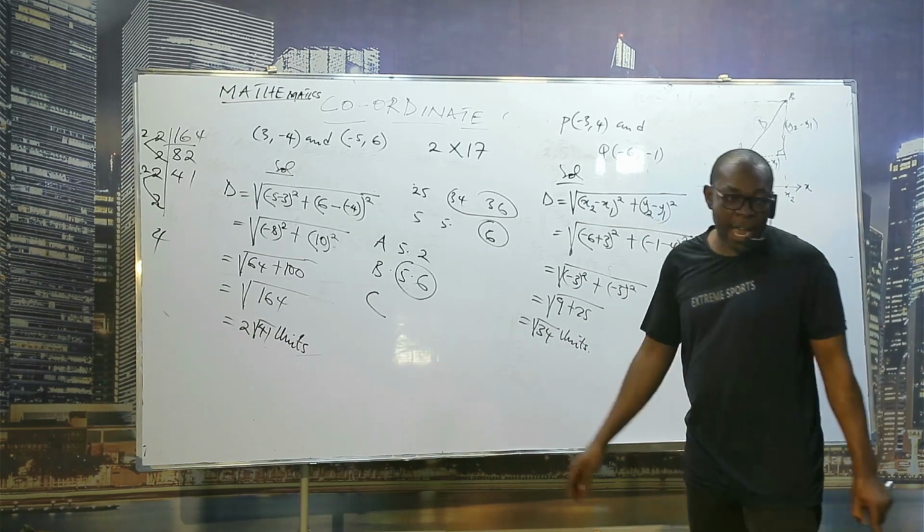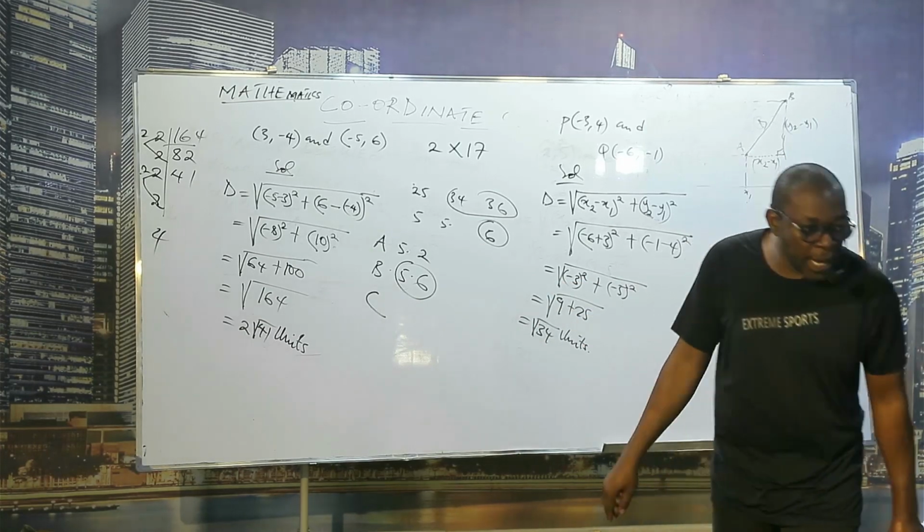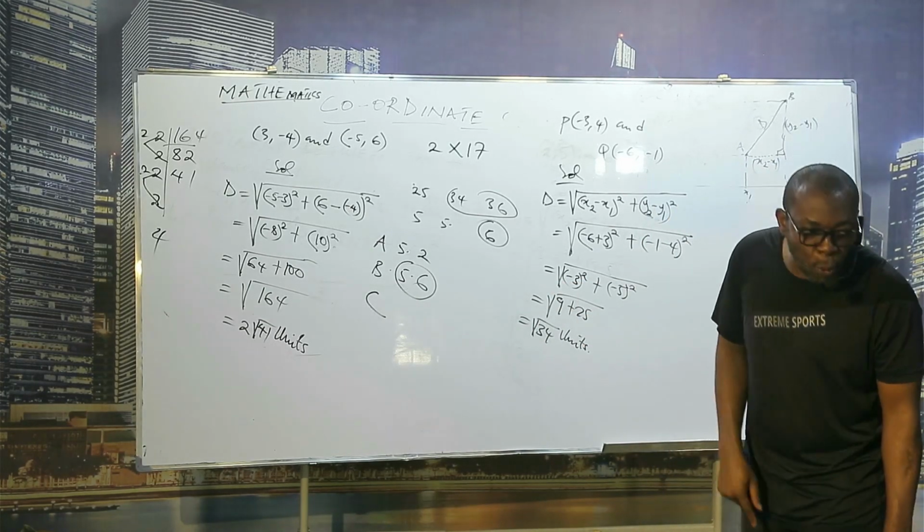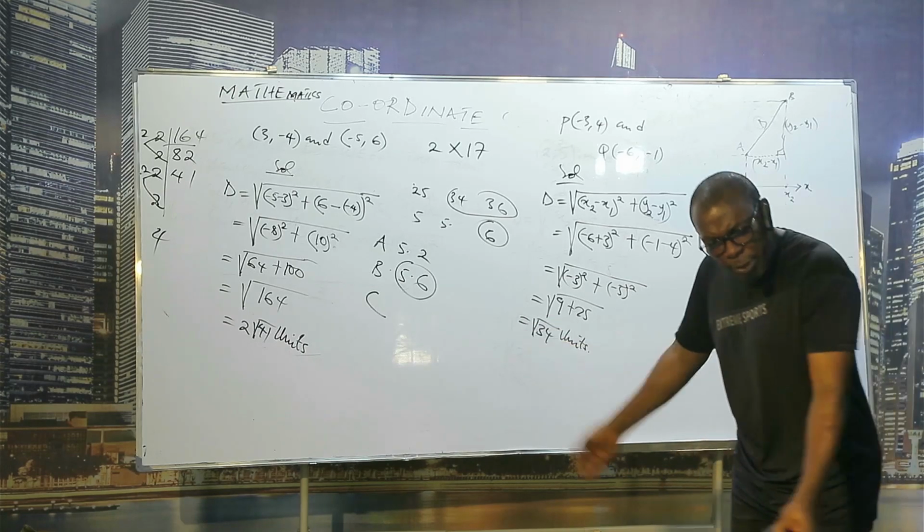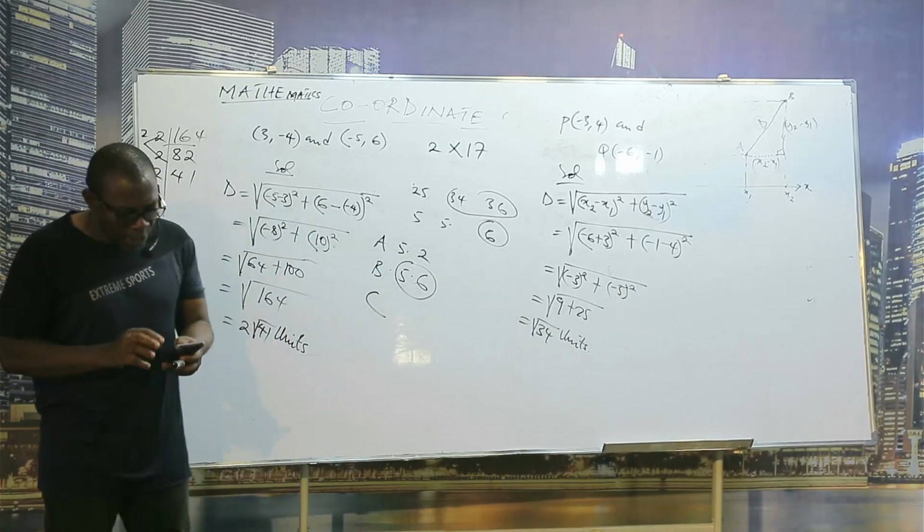Is 2 a perfect square? Is 17 a perfect square? So their product can never give us what? So you leave it in short form. Good. All right, go down. Next question.